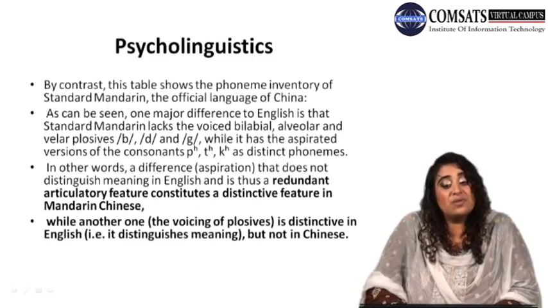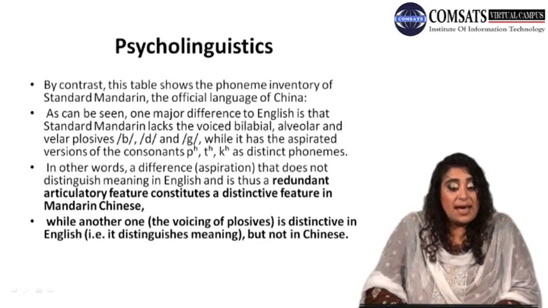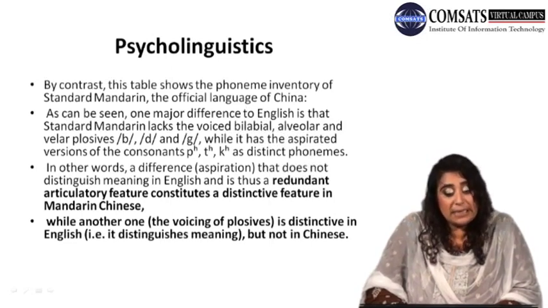By contrast, this table shows the phoneme inventory of standard Mandarin, the official language of China, as can be seen. One major difference from English is that standard Mandarin lacks the voiced bilabial, alveolar and velar plosives like B, D and G, while it has the aspirated versions of the consonants P, T and K as distinct phonemes. So in other words, a difference in aspiration that does not distinguish meaning in English, and is thus a redundant articulatory feature, constitutes a distinctive feature in Mandarin Chinese, while another one, the voicing of plosives, is distinctive in English.